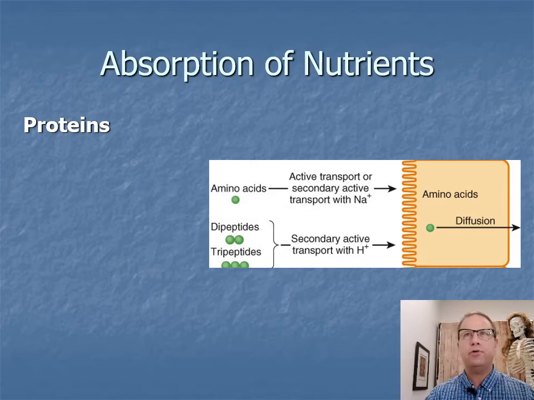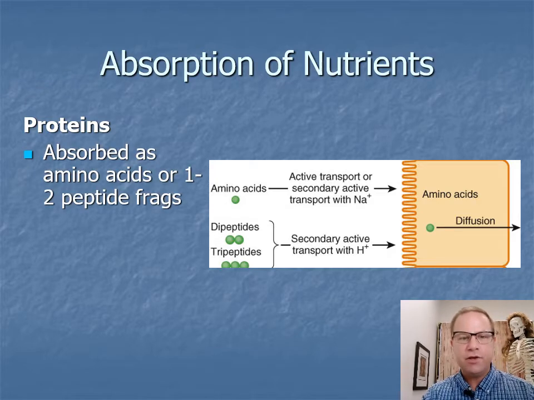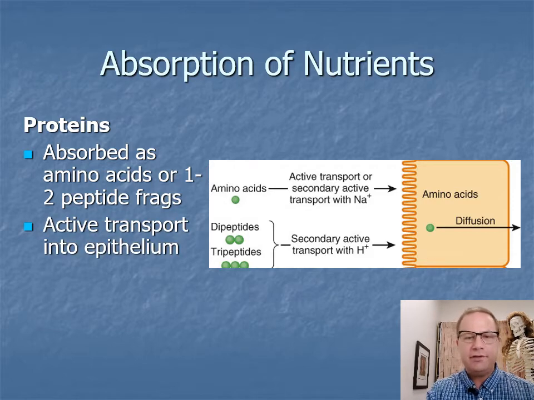Remember, in order for proteins to be absorbed, they have to be broken down into single amino acids or at the very least dipeptides. So they're absorbed as one or two peptide fragments. Okay. We have to use active transport into the epithelial cell, but once we get into the epithelial cell of the intestine, it then moves into the bloodstream by simple diffusion.